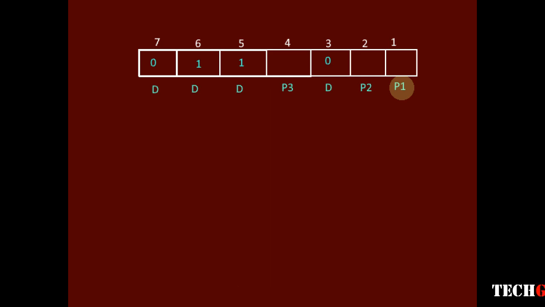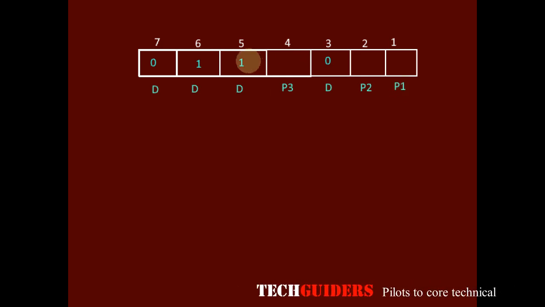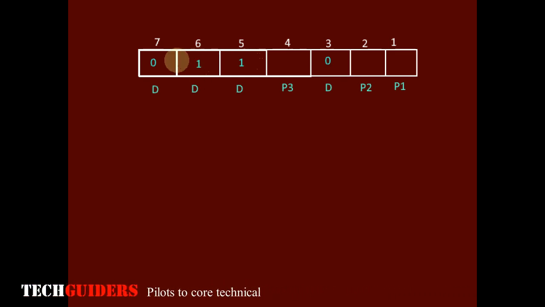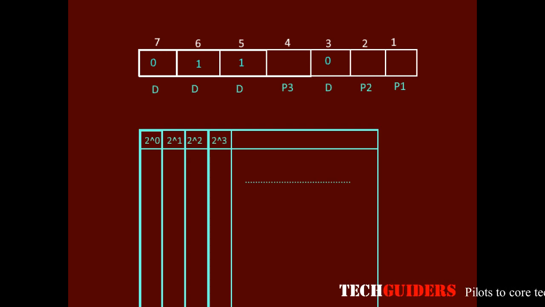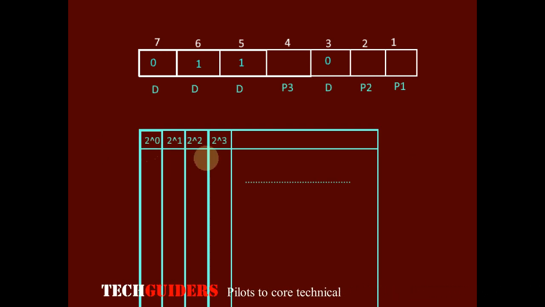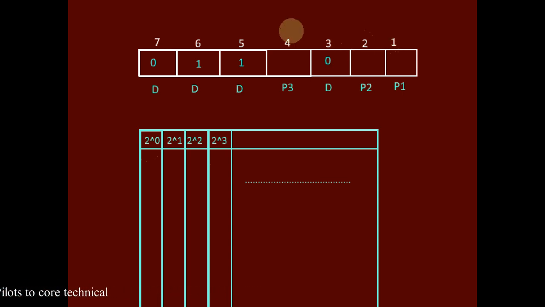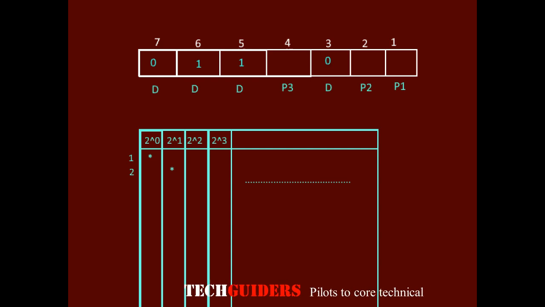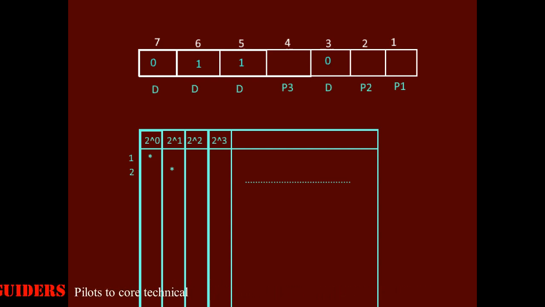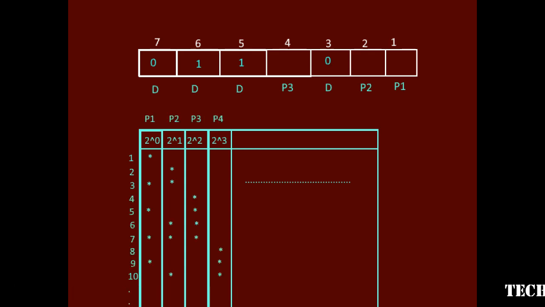For that, we have already seen that every parity bit will take care of a particular collection of data bits. To find out which all data bits are to be taken care of by a particular parity bit, consider this. Every number can be represented as the sum of powers of 2. Hence, every bit position can be represented as the sum of powers of 2. Thus, 1 can be represented as 2 power 0, 2 can be represented as 2 power 1, and 3 can be represented as 2 power 0 plus 2 power 1, and so on. And here we have 7 bit positions.